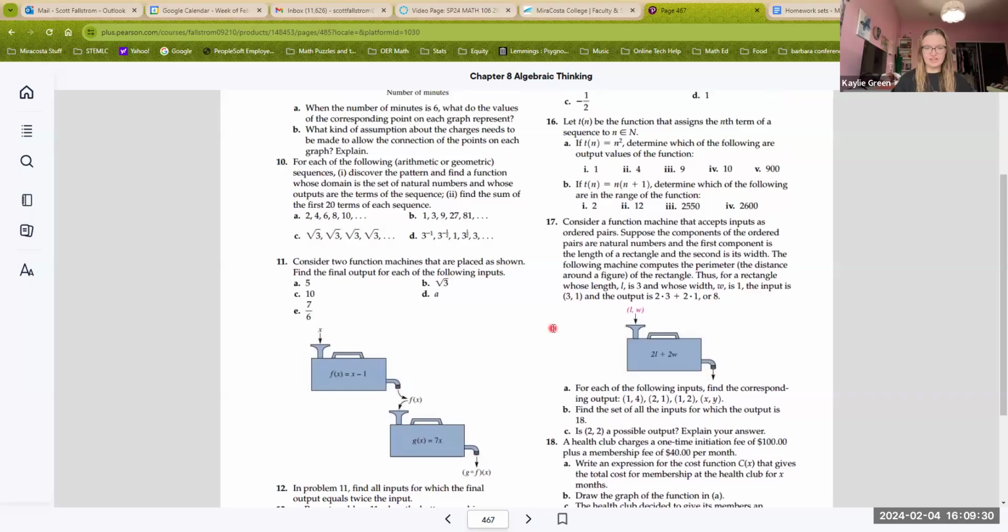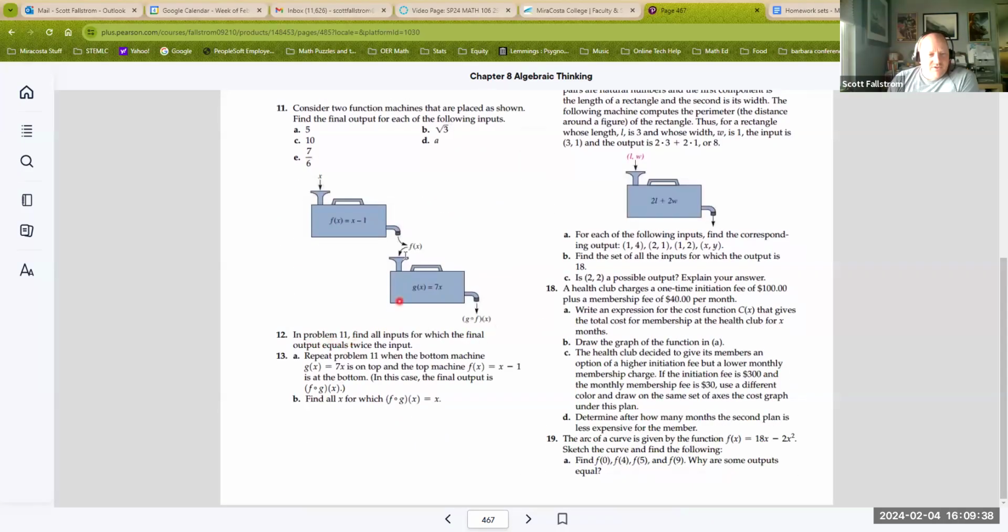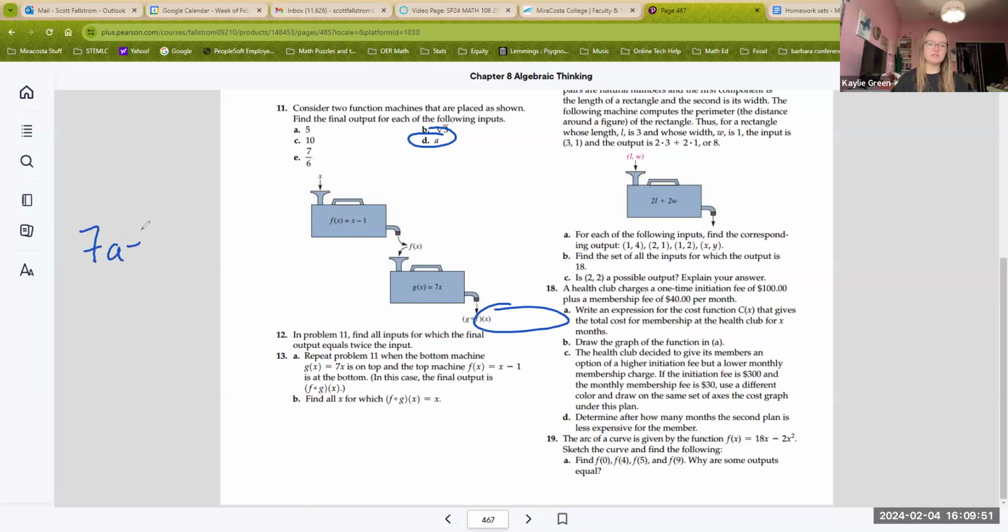And then I think I was just confused with the directions for number 12. Number 12. Oh, okay. So it links back to what we just did. What was the one you found for D? Let's write it up here again. Your final output, 7A minus 7. Okay, so that is the final output, right? And if you read this carefully, it says we want the final output to do what? Equal twice the input.